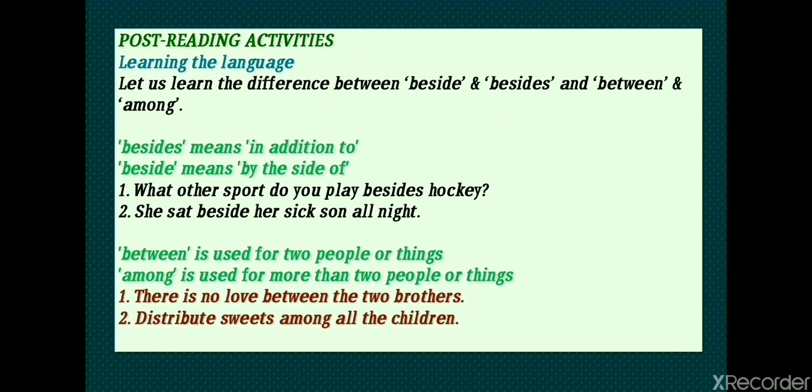Now we have another post-reading activity. This activity is for learning the language. Let us learn the difference between beside and besides, and the difference between and among.